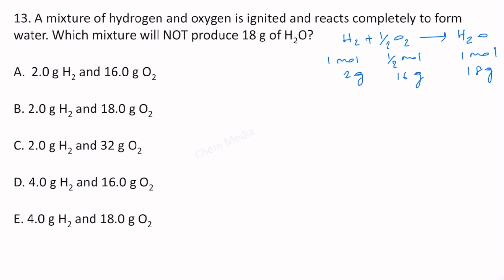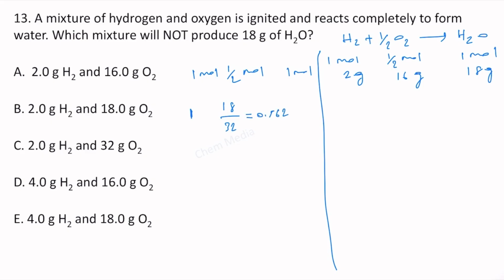Now, let us check all the options one by one. 2 gram of H2 means 1 mole. 16 gram of O2 means half a mole. And therefore, we will definitely get 1 mole of H2O, that is exactly equal to 18 gram. Therefore, option A is not correct. In option B, once again 2 gram of H2, that is 1 mole. 18 gram of O2, that is slightly in excess of half a mole, because 18 divided by 32 will be 0.5625.